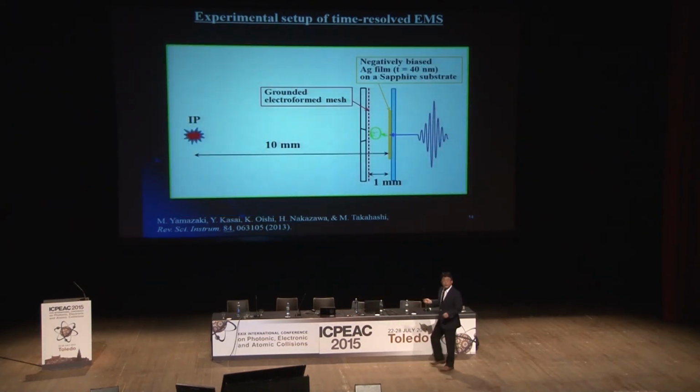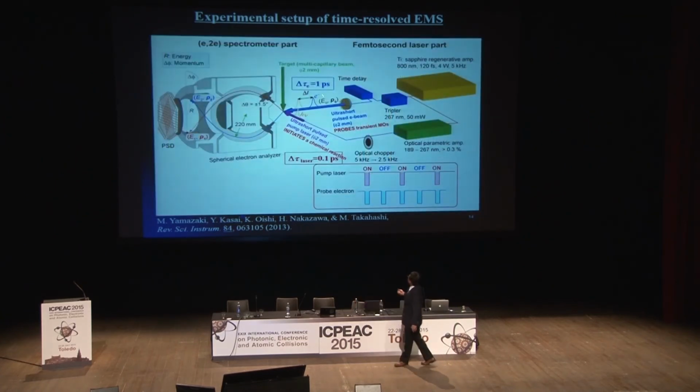The photocathode is made of a thin silver film, which is negatively biased to accelerate electron pulses up to 1200 electron volts. The resulting electron pulses of 1 picosecond temporal width are used to induce EMS scattering. The resulting EMS events are detected by an EMS spectrometer, for which an exceptionally large spherical analyzer is employed.